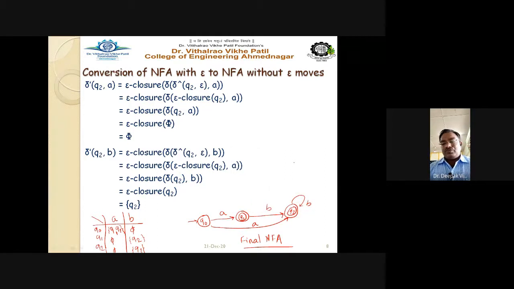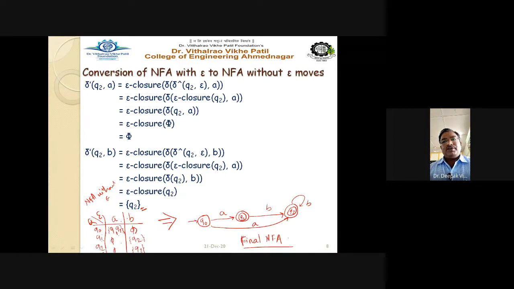Transition table for Q0. This is the transition table for the NFA without epsilon. This is the Q and this is the sigma, A and B. Q0 on A goes to Q1, Q2, which we have found out. Q0 on B is nothing but phi. Then Q1 on A is phi. Q1 on B is nothing but Q2, and Q2 on A goes to phi, and Q2 on B is nothing but Q2. So from this transition table, we have to draw the final NFA.